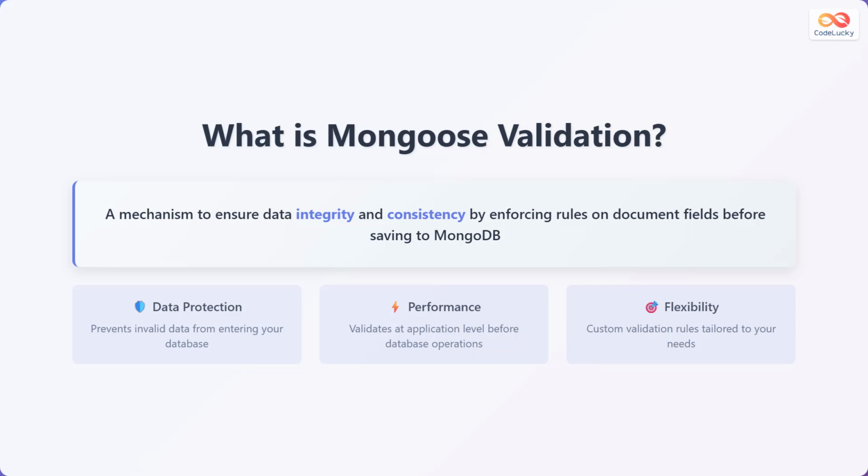Mongoose Validation is a mechanism to ensure data integrity and consistency by enforcing rules on document fields before saving to MongoDB. This helps to prevent invalid data from entering your database. Mongoose Validation validates at the application level before database operations, which improves performance. Also, it provides flexibility by allowing custom validation rules tailored to your specific needs.